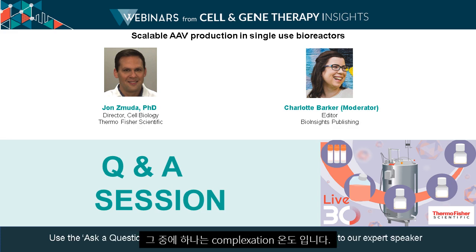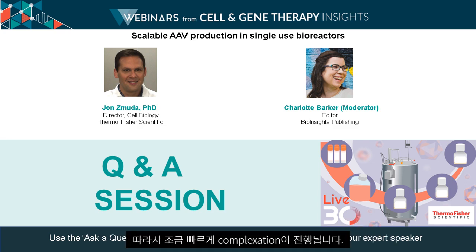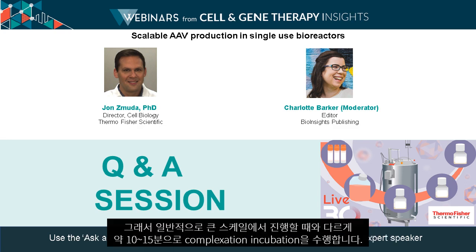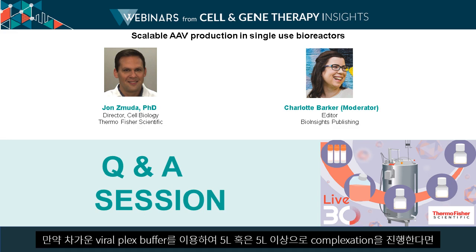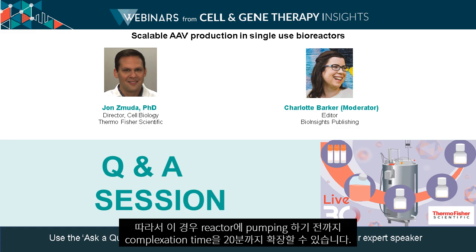One is the temperature of the complexation. So for example, at very small scale complexations, the temperature will actually be increasing as it sits at room temperature during the complexation time, which allows for a little bit faster complexation. So typically we would do about 10 to 15 minutes at small scale complexation, versus at the larger scale complexations, if you're utilizing cold viral plex complexation media, for example, for these 5 liter or larger complexations, the temperature actually remains quite steady during that time. And so typically there we would extend that complexation to about 20 minutes prior to pumping into the reactors.